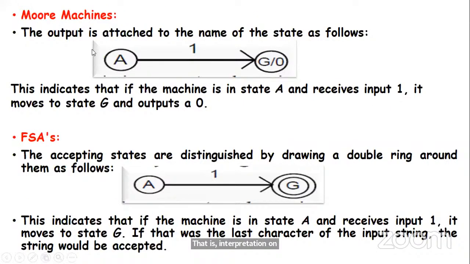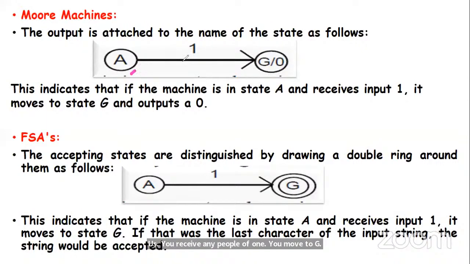What about for a Moore machine? For a Moore machine, the output is depicted this way. You are at state A, you receive an input of 1, you move to G, and you output 0.